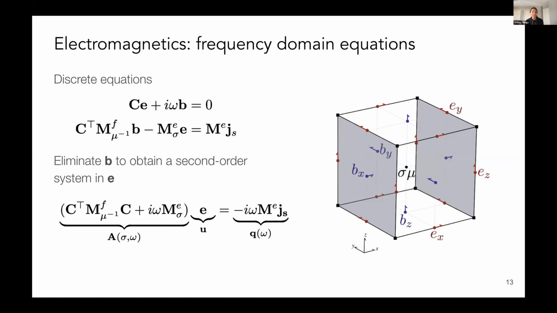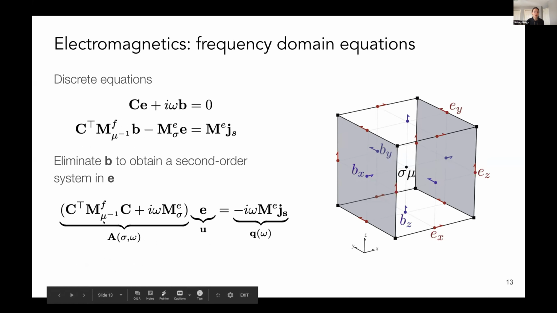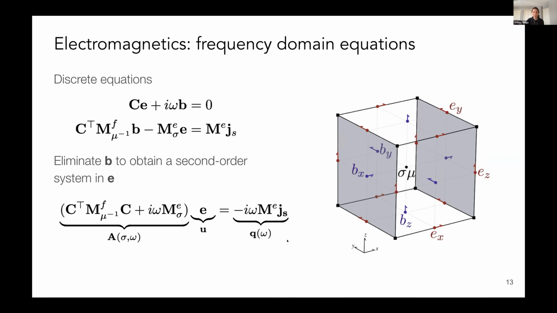We can eliminate B and obtain a second order system in the electric field E. So now we've got a system that's basically of the form A times U equals some right-hand side. This is a very common system of equations that you end up seeing, and what we want to do is solve that for the electric field E.